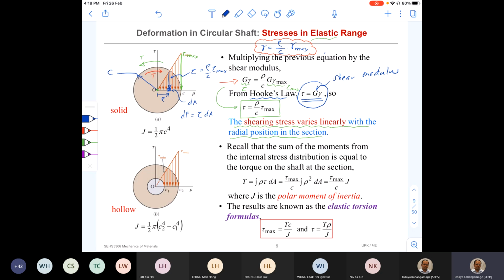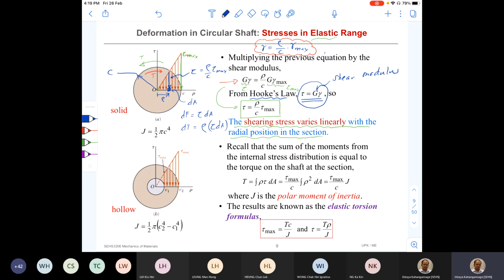So now if I want to find out dT, the small resistive torque created by that small area, that is equal to rho times dF, which means rho times tau times dA. So dT is a moment, a twisting moment. How do we find the twisting moment? You have to multiply the force by the radial or perpendicular distance, that is rho.